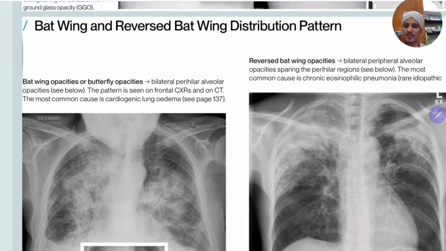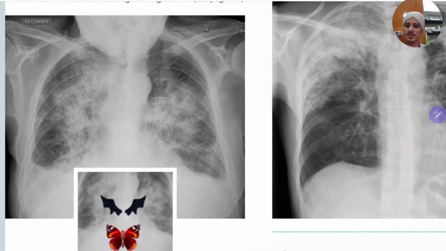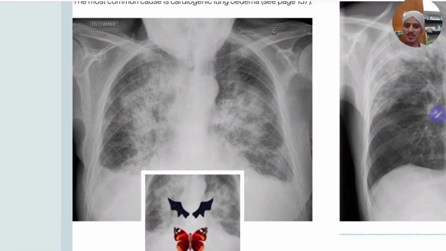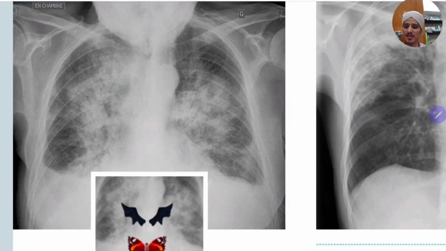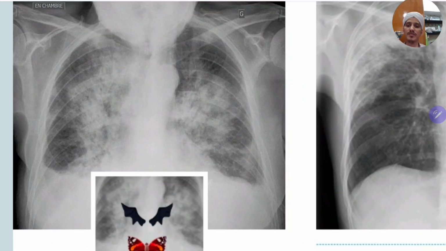Now we'll see batwing and reverse batwing distribution, which is seen in accumulation of fluid in the lungs. See this X-ray. You are seeing concentrated opacification around the hila of the lungs. So this is known as, see this picture, butterfly or batwing appearance of the lungs. So this is cardiogenic pulmonary edema. You are seeing it bilaterally. This is an example of cardiogenic pulmonary edema.